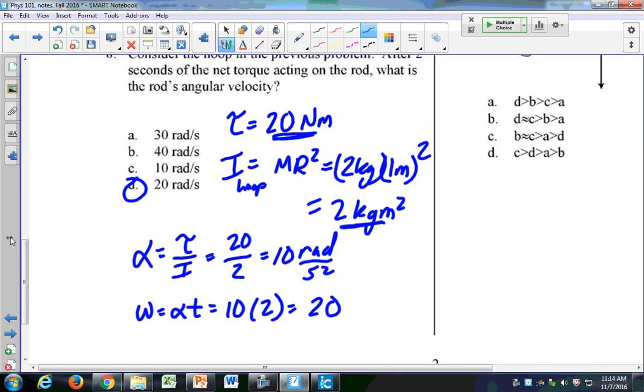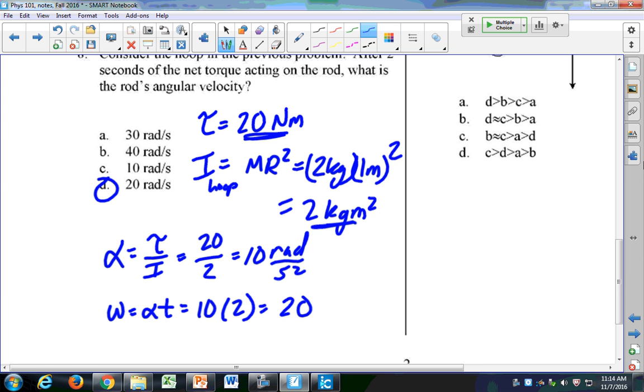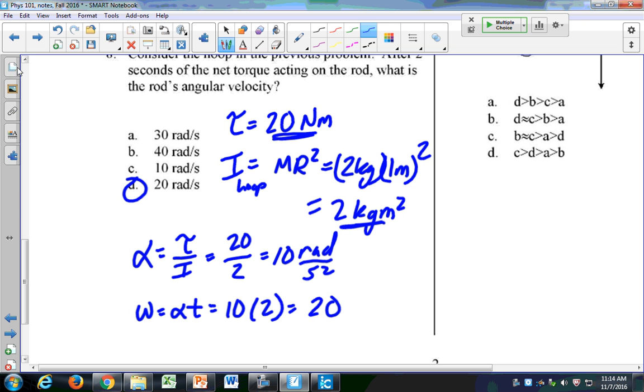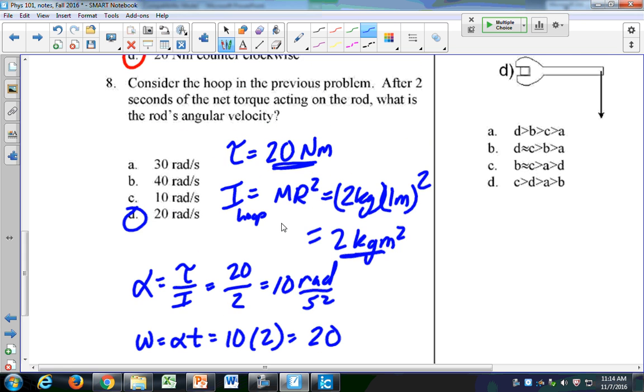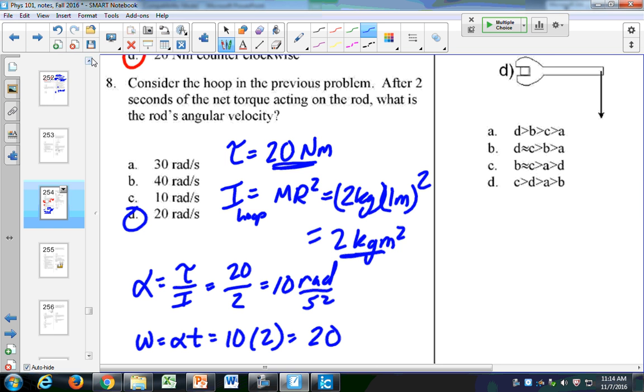All right, let's look at energy. Objects can have two types of energy. They can have translational energy. That's like what we've done before. But then they can also have rotational energy.